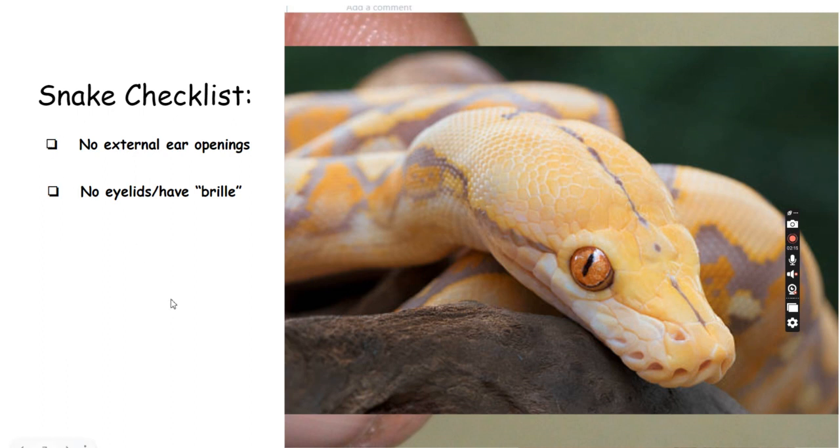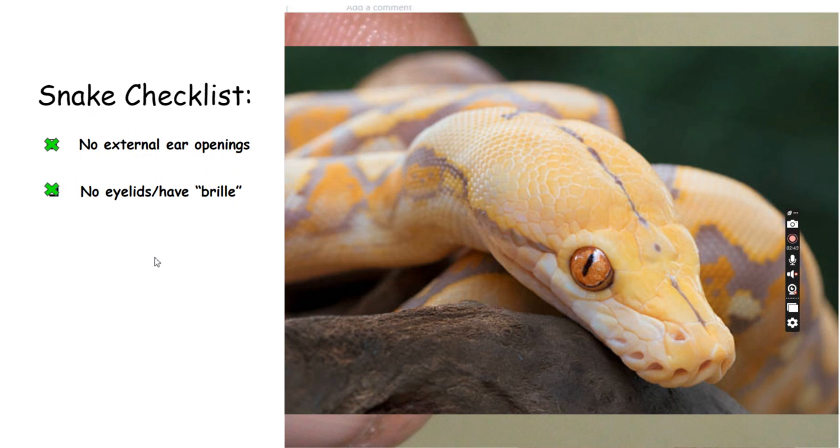So what we have right here is a reticulated python, and as you'll notice, we're only going to be looking at the face. And if you look on the side of the face here, you'll see that we have no external ear openings. If we look at the eye, it's a little hard to tell, but we also have no eyelids. And it does have a brille. It's just very clear. That other snake that we saw a second ago where it was very visible, I don't know what's going on with that snake, but it's probably not having a very good time.